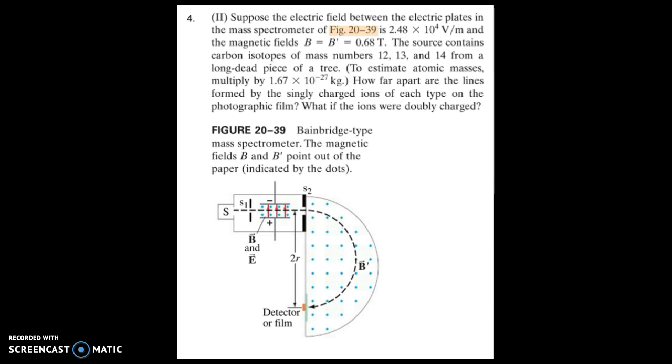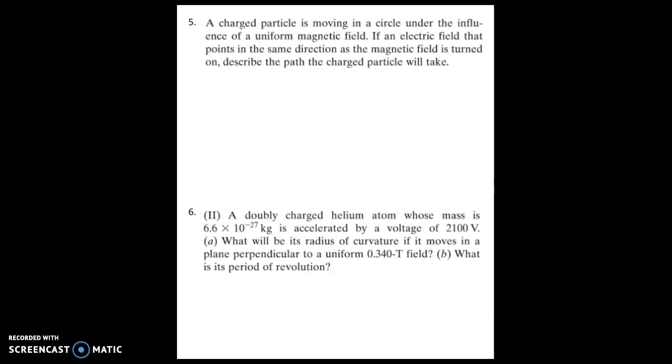On to question number 5, which is: a charged particle is moving in a circle under the influence of a uniform magnetic field. If an electric field that points in the same direction as the magnetic field is turned on, describe the path that the charged particle would take. So if both a uniform magnetic field and an electric field are pointing in the same direction as B, then the charged particle will move like a helix. This is because the magnetic field makes it want to move in a circular motion, while the electric field wants to make it go in a straight line. So that's going to give it a helical shape.